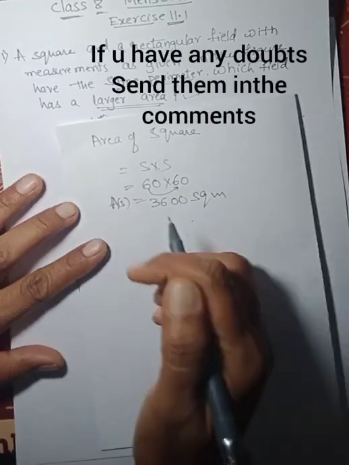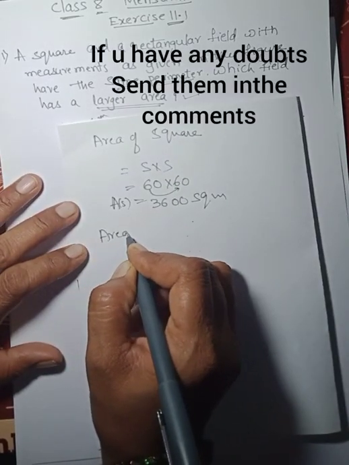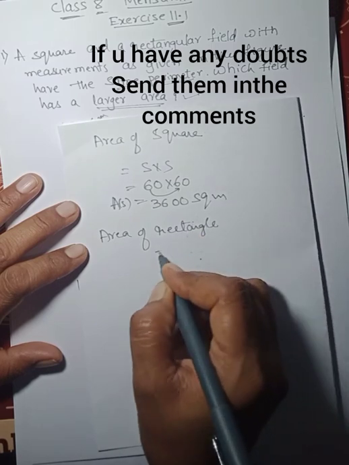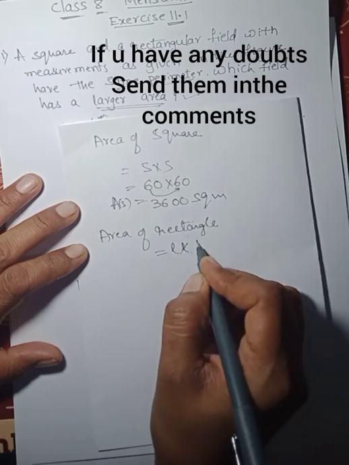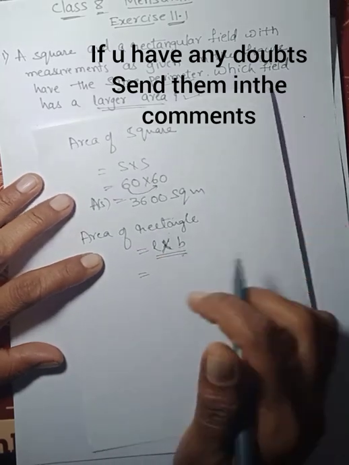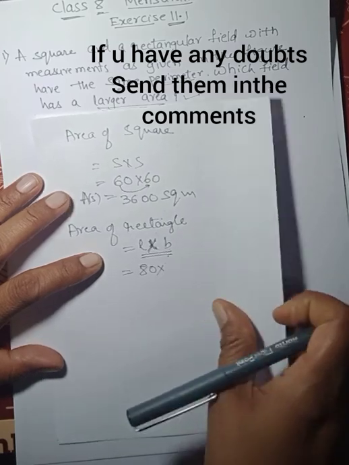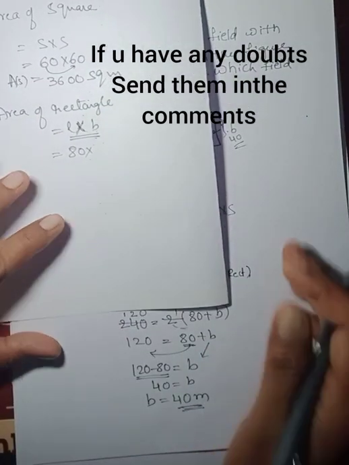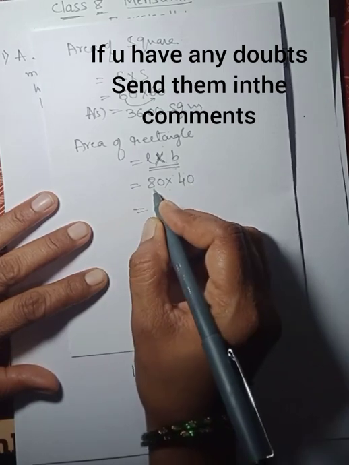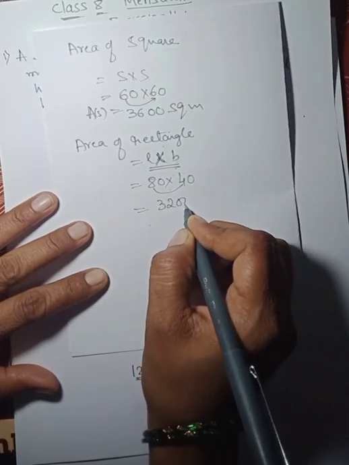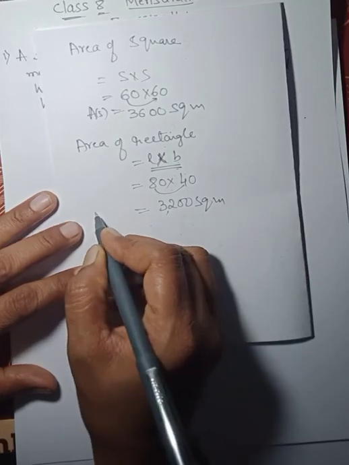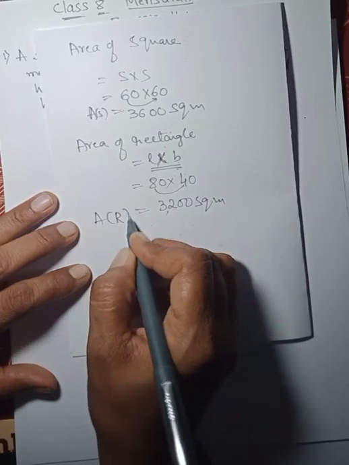Now we have area of a rectangle, which is equal to length into breadth. No 2, nothing, simple, L into B. So how much is the length? It is given 80, and what breadth have we calculated? It is 40. 80 and 40. So look at this one. 8 4s are 32, so that is 3200 square meter. This is the area of your rectangle.